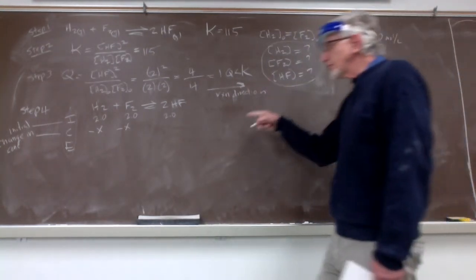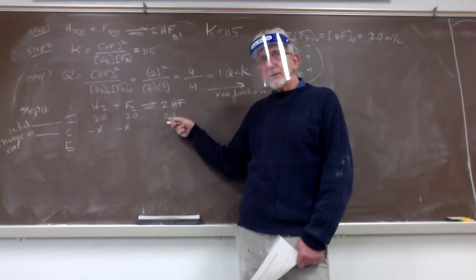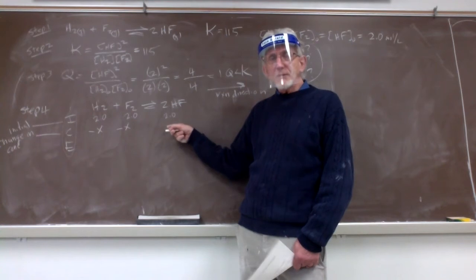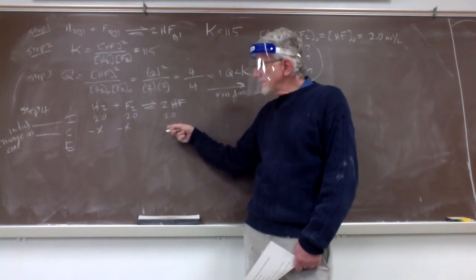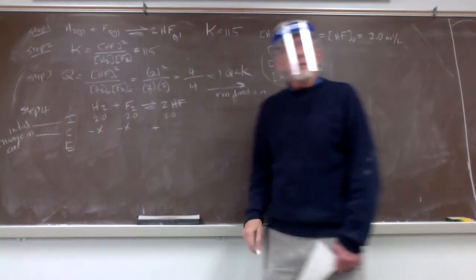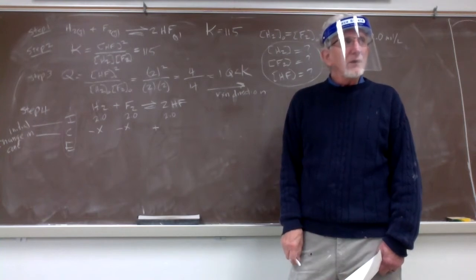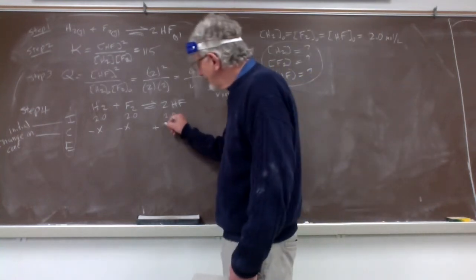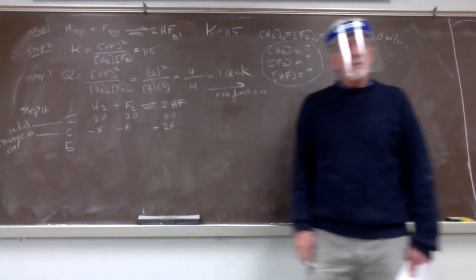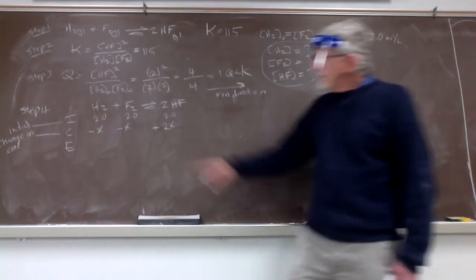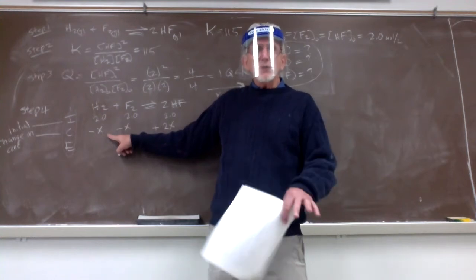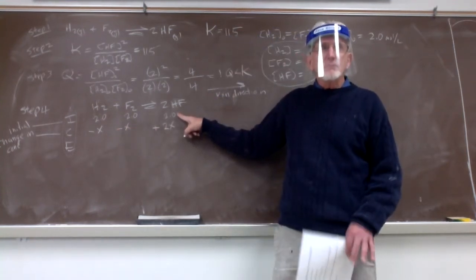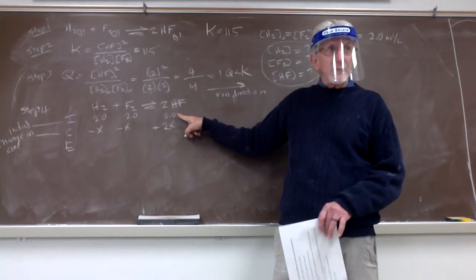Now we go across the pond, and here we are on the product side. What will the change in concentration of product have to be to get to equilibrium? It's going to be positive. Positive what? 2X. Does that make sense? If X moles per liter of hydrogen are consumed, how much HF has to be formed? 2 times X moles per liter.